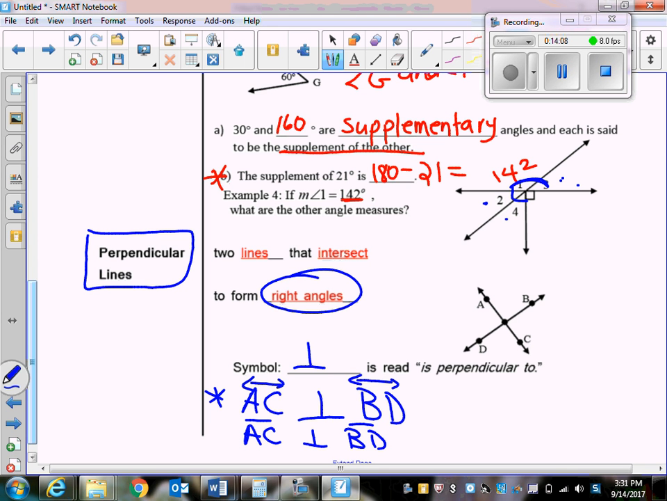When we say two lines, it can be a ray or a segment. It doesn't necessarily have to be a line. Anything that is straight can intersect to make 90. Another thing you need to know is if they are perpendicular, if I know this is 90, then I know all the corners here will be 90, this will be 90, this will be 90. So make sure you remember that part. The box represents the 90-degree angle.